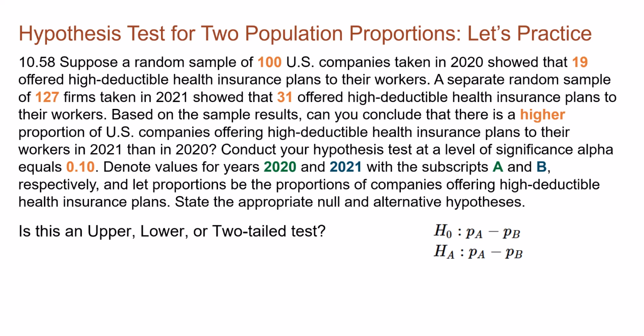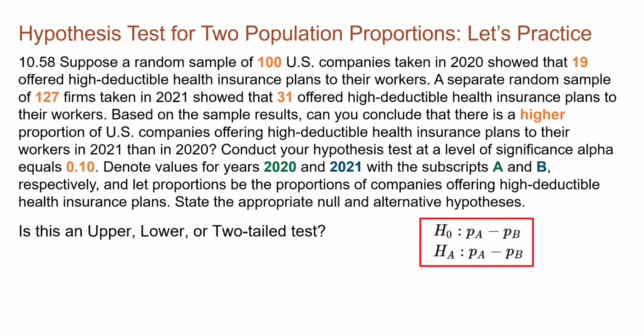It was found in the sample for 2020 that 19 of the companies offered such plans, and this increased to 31 in 2021. So, can we conclude with a 0.10 level of significance that US companies are offering high deductible health insurance plans? Let's conduct the hypothesis test to find out.